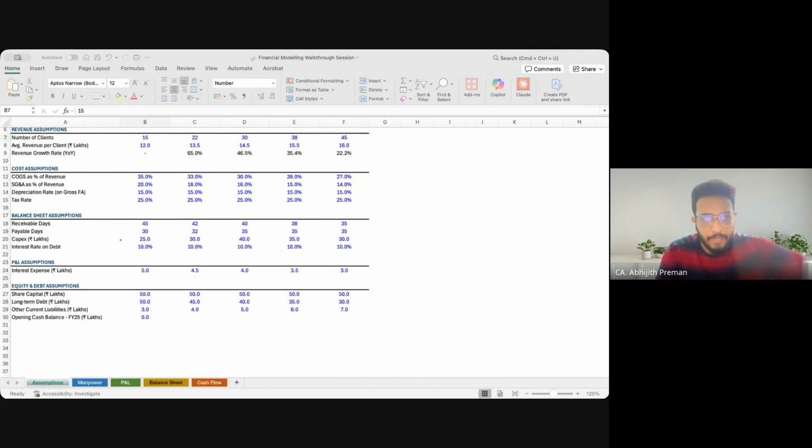Okay. Then payable days, again from 30 to 35, it's increasing. The same logic. When you become a brand and when you become a trusted partner, automatically the credit that you're getting will also increase. For example, if you're paying somebody within 30 days now, with a few years of work, they'll have more trust in you, so they'll give you 45 days credit. Okay. Then capex, I've kept 25 lakh, 30 lakh, 40 lakh, an increasing trend, because we'll have to add something.